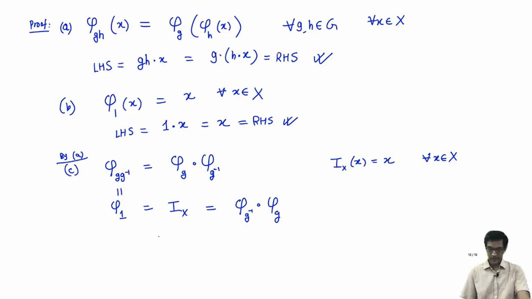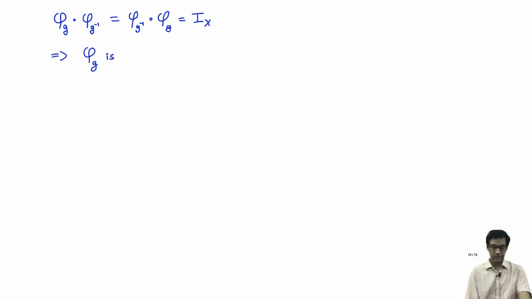Well, this says that the map phi sub g has a two-sided compositional inverse. Phi sub g has the following property, that when I compose it with this map phi g inverse on the left or on the right, it gives me back the identity map on X. Okay, what does that mean?